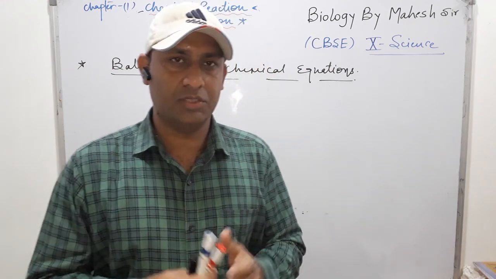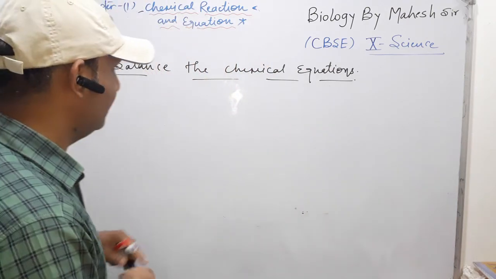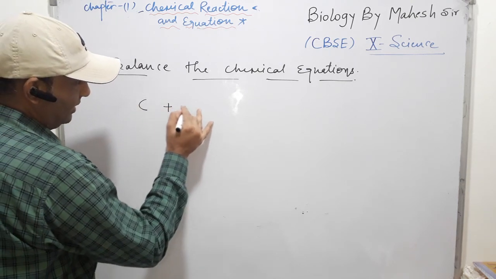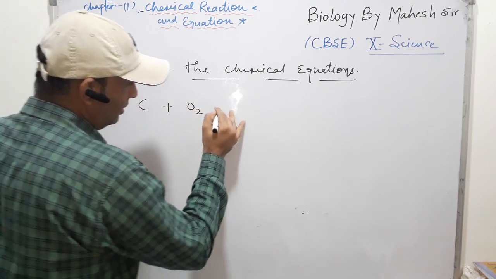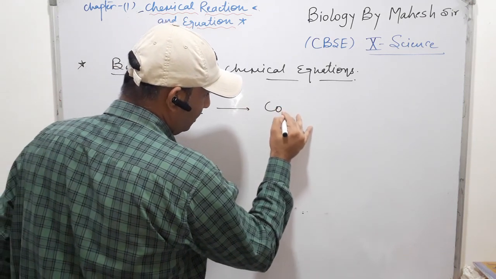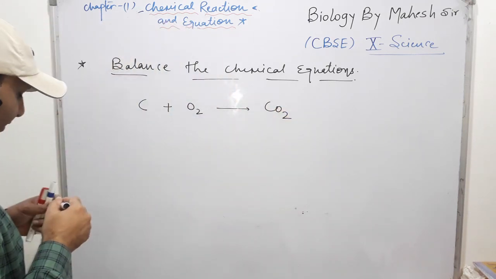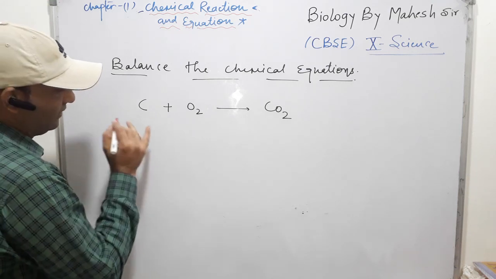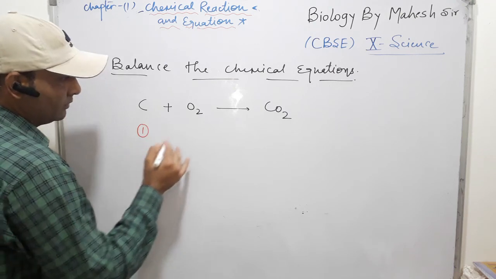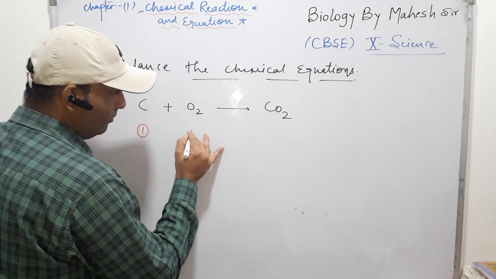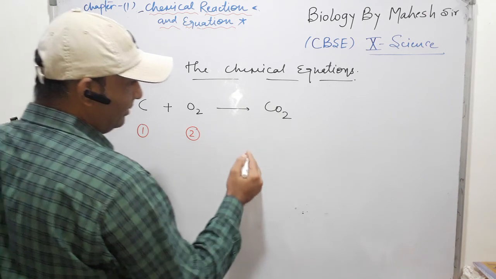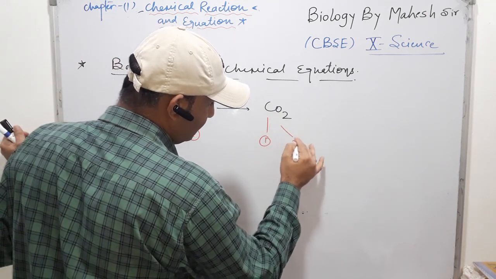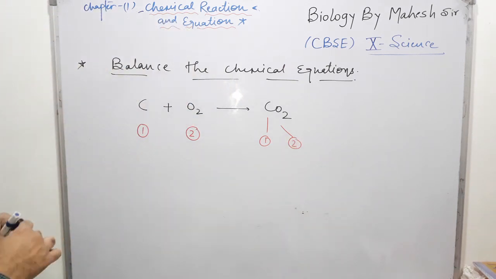For this, we can take the example of a simple chemical equation: carbon plus oxygen react and produce carbon dioxide. Here we can easily visualize that the number of carbon atoms is 1 and the number of oxygen atoms, in the molecule, is 2. On the right, the number of carbon atoms is 1 and the number of oxygen atoms is 2. So it is an equation in balanced form.